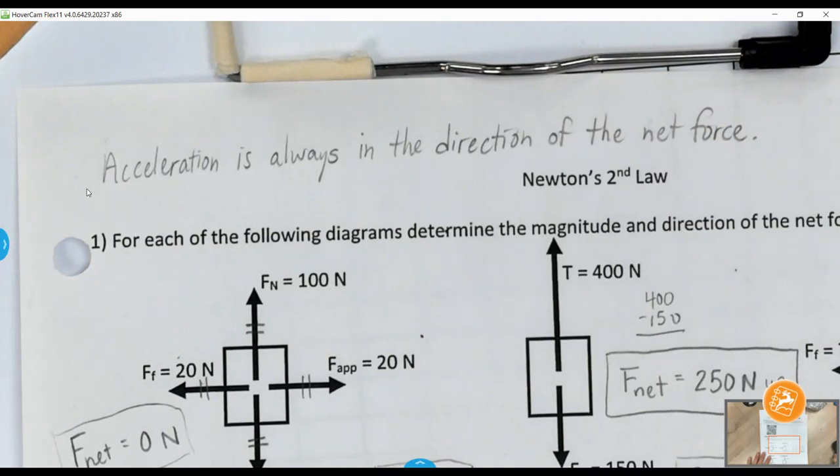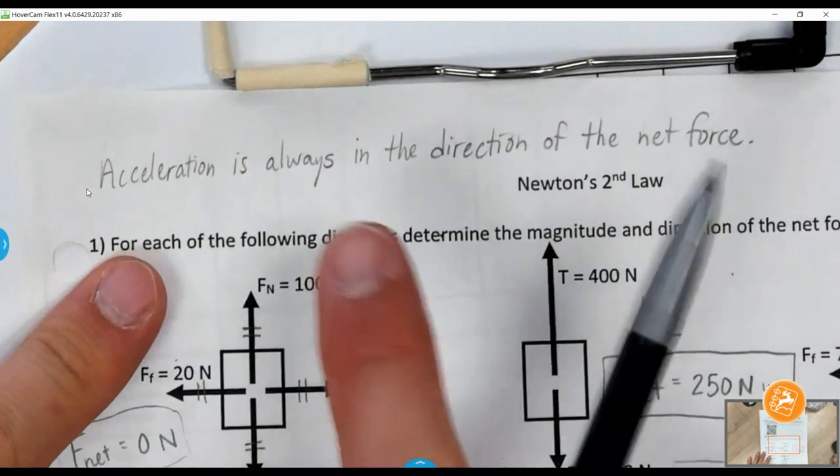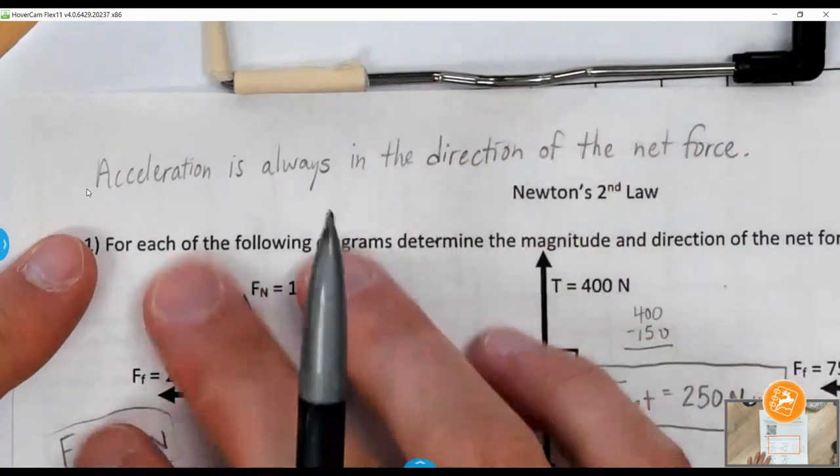So if my net force is to the left, what direction does the acceleration have to be? Left. If the net force is down, what is the acceleration going to have to be? If the net force is up, acceleration would be up, and then vice versa. If you're given that the acceleration is to the right, what direction does the net force have to be? To the right. So acceleration is always in the direction of the net force and vice versa.